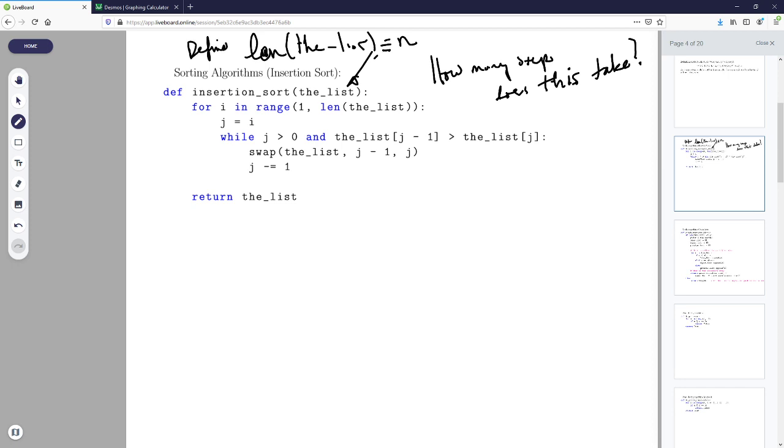And so when we define this, we're saying that this for loop here is going to run from 1 to the length of the list. So it's actually going to run n minus 1 times. But let's just pretend it runs n times, okay? You'll see that it really doesn't matter. So we can say it runs n minus 1 times the number of steps per loop.